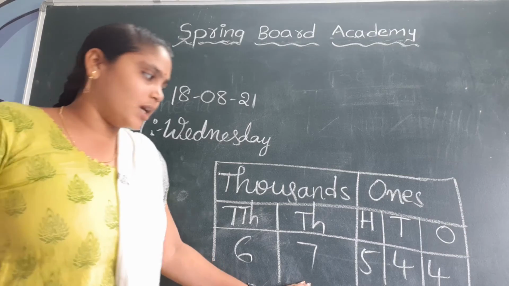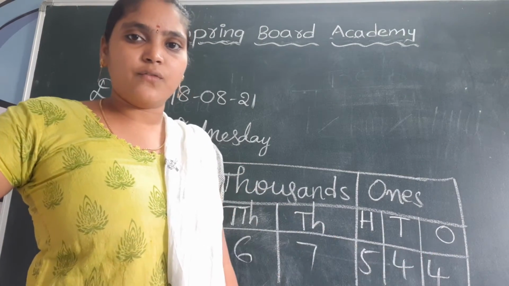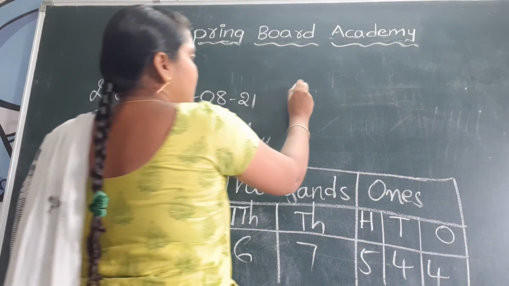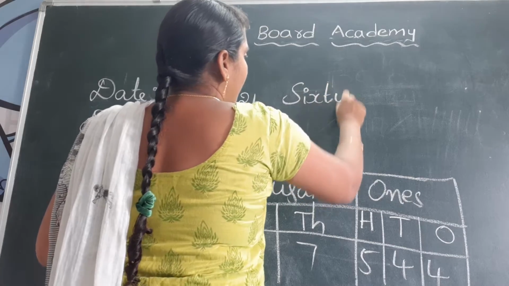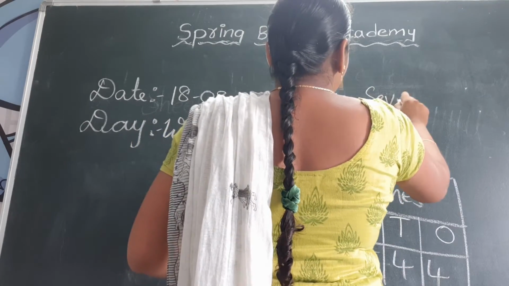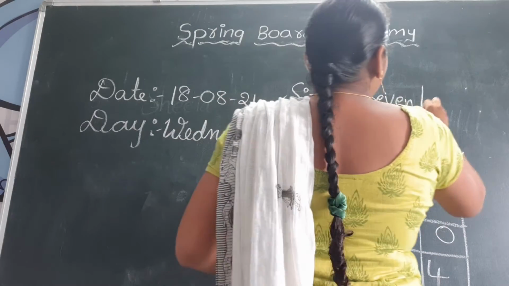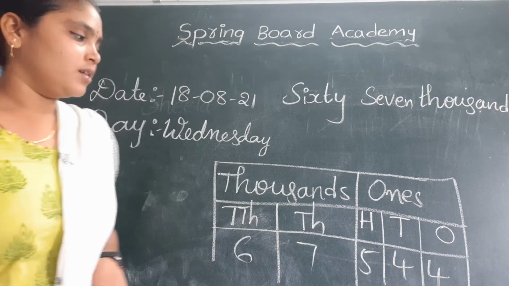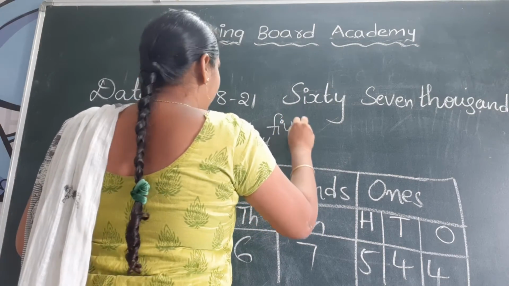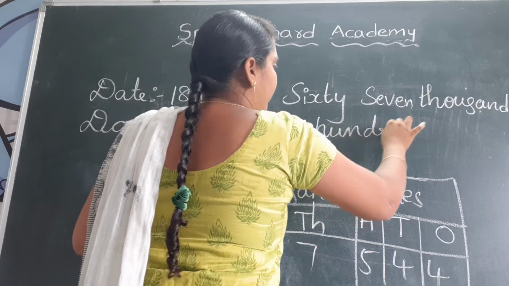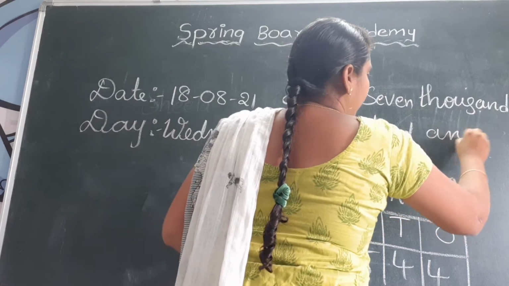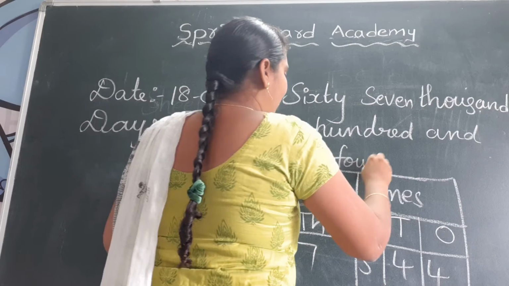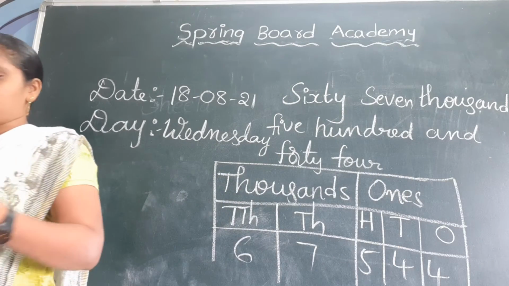Okay, it's 67,544. Now write the number, children. It's 67,000. Okay, it's not 6 ten thousands and 7 thousands. It's 67,544. You have to write the number like this, children.